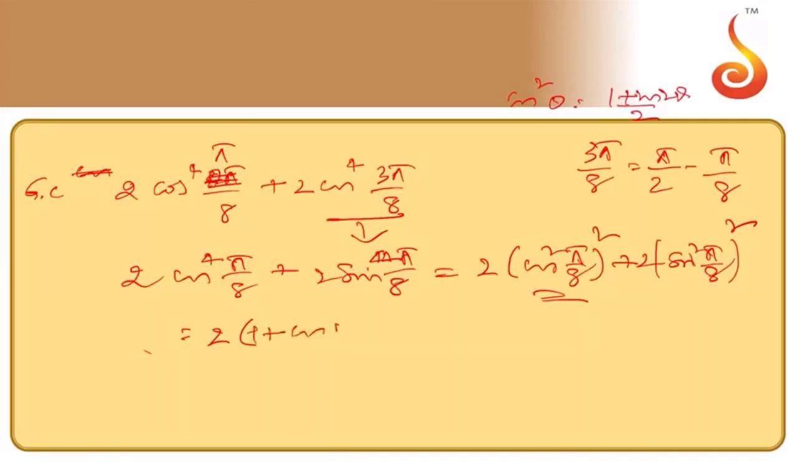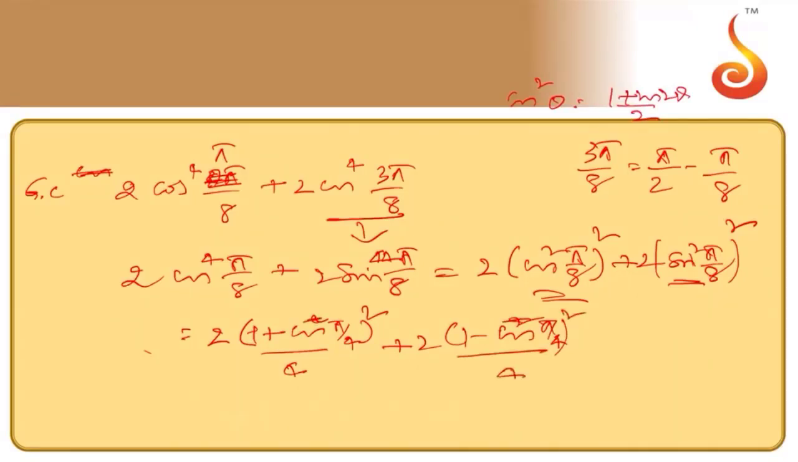Using that formula, this can be written as (1 plus cos pi by 4) whole square by 4 plus 2 times sin square theta, which is nothing but (1 minus cos pi by 4), whole square, divided by 4, get it. So this is in the form of (a plus b) whole square plus (a minus b) whole square, which is nothing but twice 2 by 4, you will be getting 1 by 2 common.